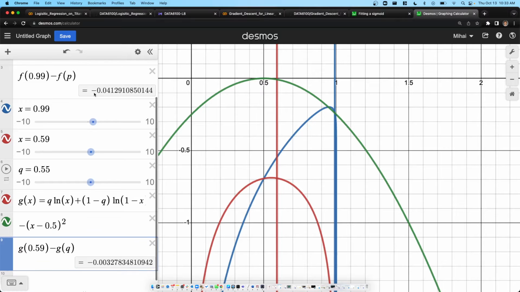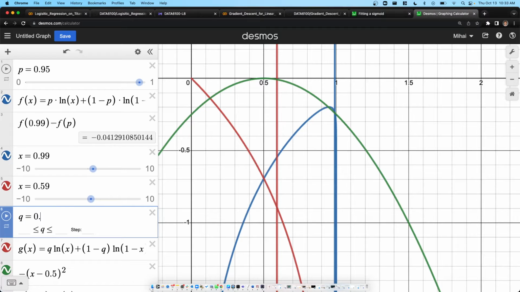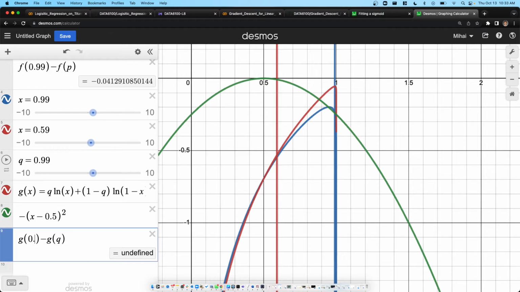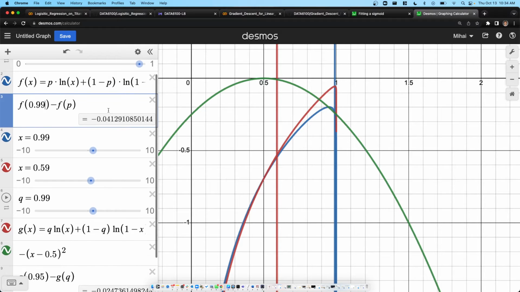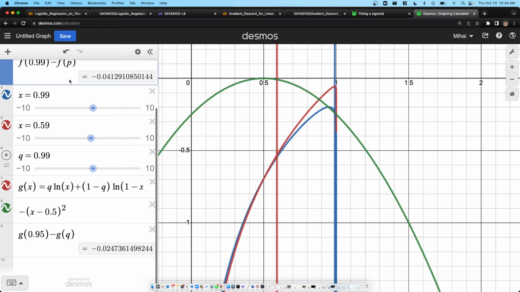So here I'll set the P to 95, and I'll set the Q to 99, and we wanted this function: 95 minus Q, and over here we want 99 minus P. So this one is 0.04. So when the true probability is 95, you're doing 0.04 worse. And then on the other one, you're doing 0.02 worse.